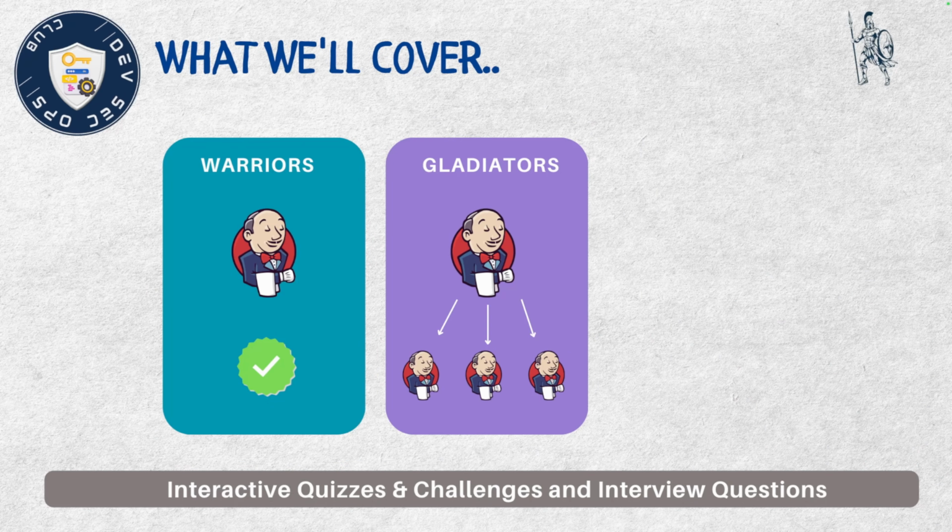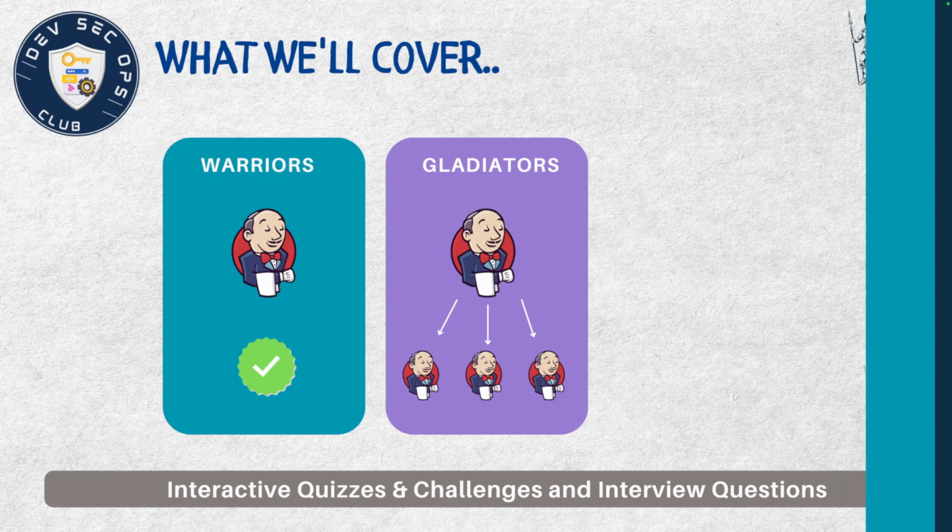And today's theme is gladiators, so now it's time to transform ourselves from warrior to gladiator. Our complete focus is on how the distributed architecture of Jenkins is set up, how Jenkins actually distributes all these jobs to slaves. Additionally, we will also talk about the pipeline and how it actually works. So let's go ahead and see.